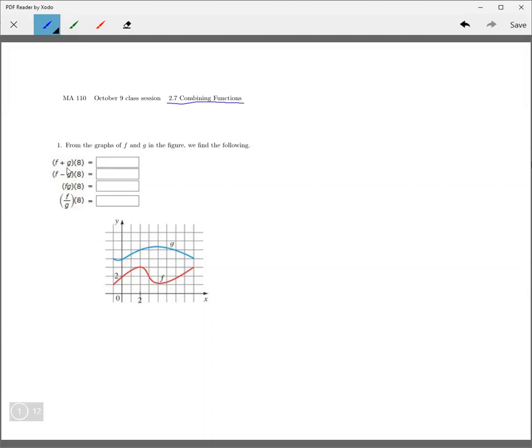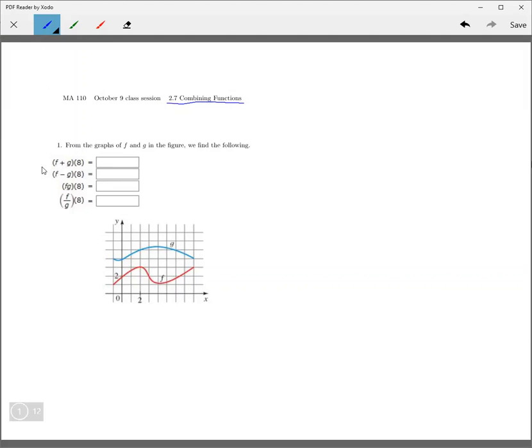2.7 combining functions. First of all, there are these 4 basic operations, which are addition, subtraction, multiplication, and division. And those are pretty much as you expect them to be. Then there's a 5th operation called composition. So there are these ones, and then there's composition. We'll get to the composition later, but let's handle these right now.